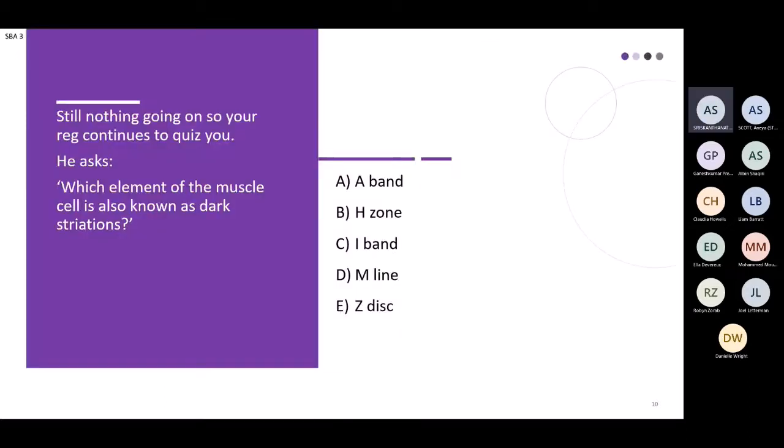Cool. So next SBA, continuing quizzing you guys. Which element of the muscle cell is also known as the dark striations? So I'll open the poll.